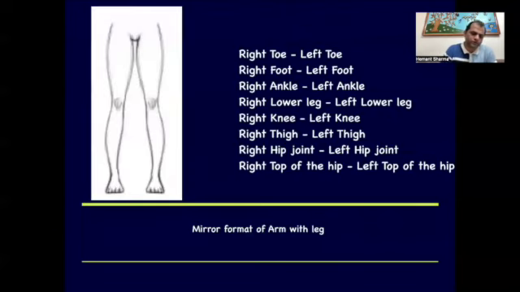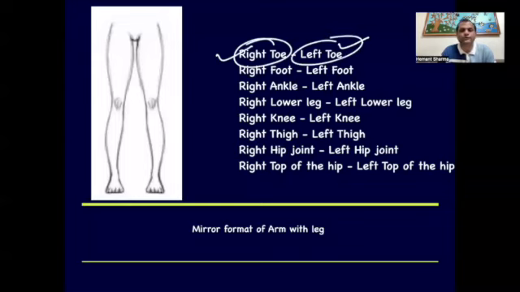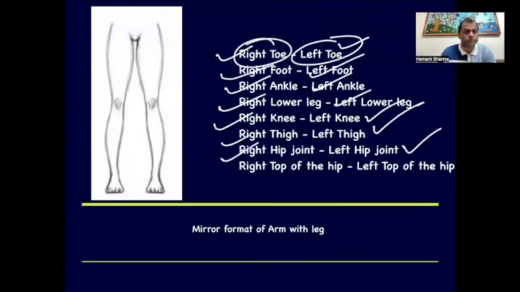Same for the feet. If the person is having a problem in the leg, we can see here, the right toe and left toe look the same. If the person is having a problem in the right toe, I will treat the left toe. The right foot is like the left foot, the right ankle like the left ankle, the right lower leg like the left lower leg, the right knee looks like the left knee, the right thigh looks like the left thigh, the right hip joint looks like the left hip joint. So in this way, if the person is having a problem in the right knee, I will treat the left knee. If the person is having a problem in the right ankle, I will treat the left ankle. This is the mirror and image concept.